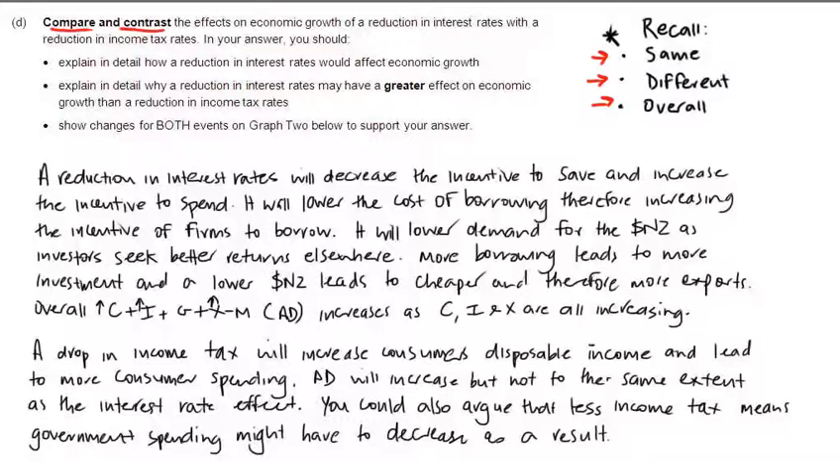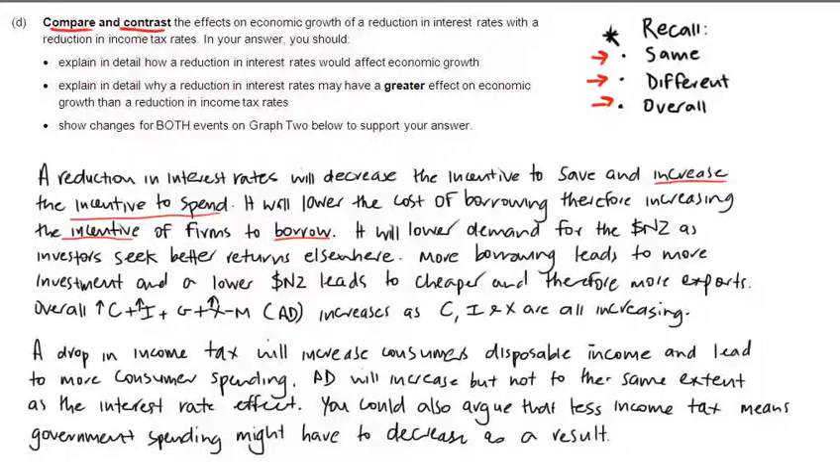So a reduction in interest rates will clearly decrease the incentive to save. Lower interest rates mean you get less return on your money in the bank. Therefore, there's less incentive to save. And if this is the case, it's going to be an increased incentive to spend. Less saving, more spending. Okay, so there's one, increased incentive to spend. It will also lower the cost of borrowing, therefore increasing the incentive of firms to borrow. So the incentive to borrow increases. Lower interest rates, cheaper to borrow, therefore more incentive to borrow.